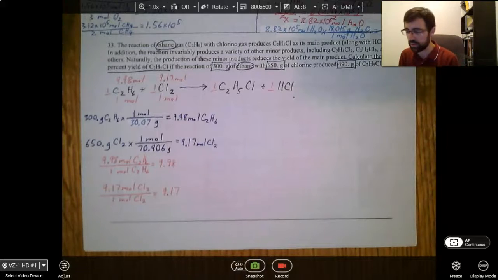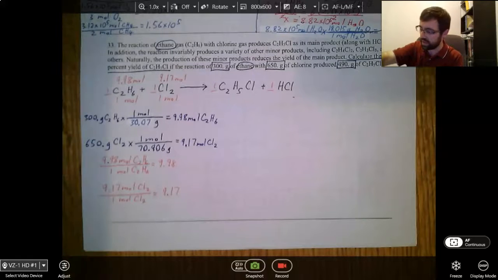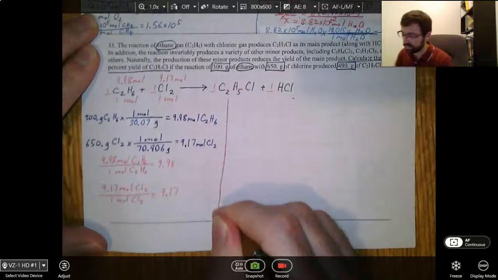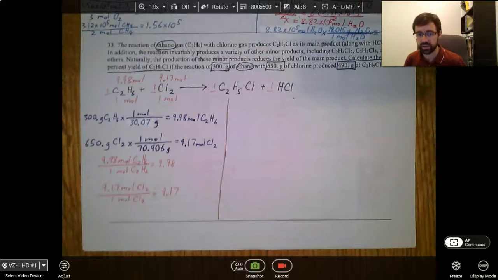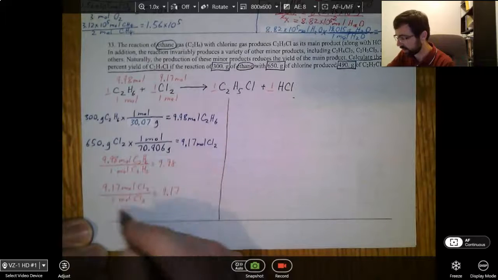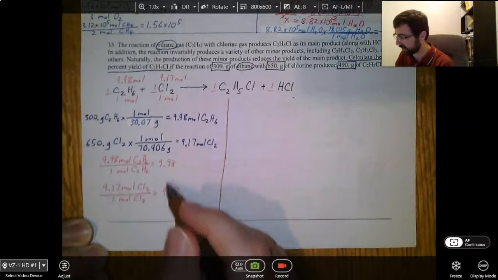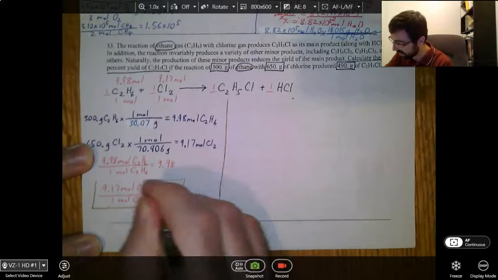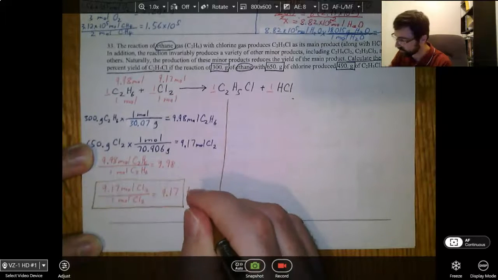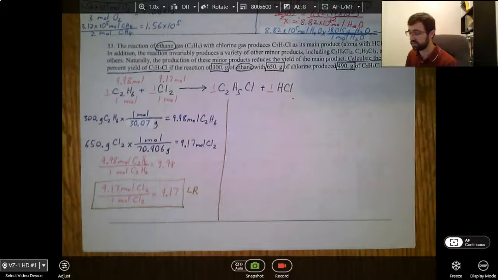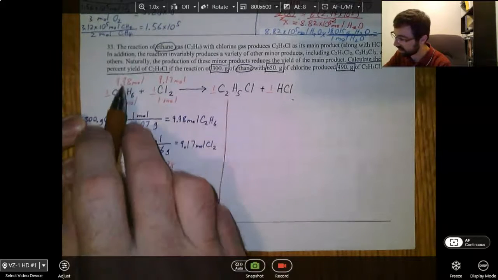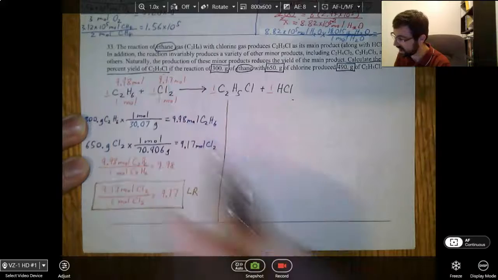Okay, now we want to make a little line here because I'm switching over to the other side. I want to use my limiting reactant on the other side, so let's go ahead and choose that. The one that gives you the smaller answer out of these two is going to be your limiting reactant. So chlorine was my limiting reactant. I'm going to use it on the other side when I'm trying to find what I'm looking for. I want to find the percent yield of C2H5Cl.